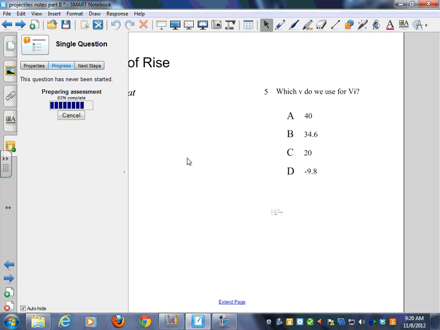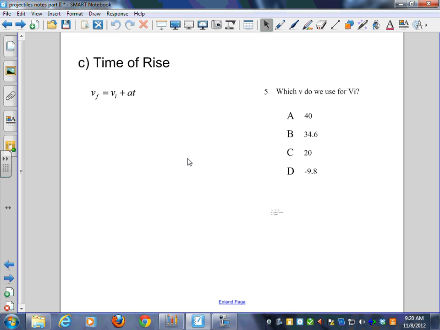To find out time of rise, we're going to use V_f equals V_i plus a t, but the question is now, because I've got 2 velocities, which one do I use for my V_i? Actually, I've got 3, don't I? Do I use my 40? Do I use my 34.6? Do I use my 20? Or do I use minus 9.8? Which one do I use for V_i when I'm solving for the time of rise?